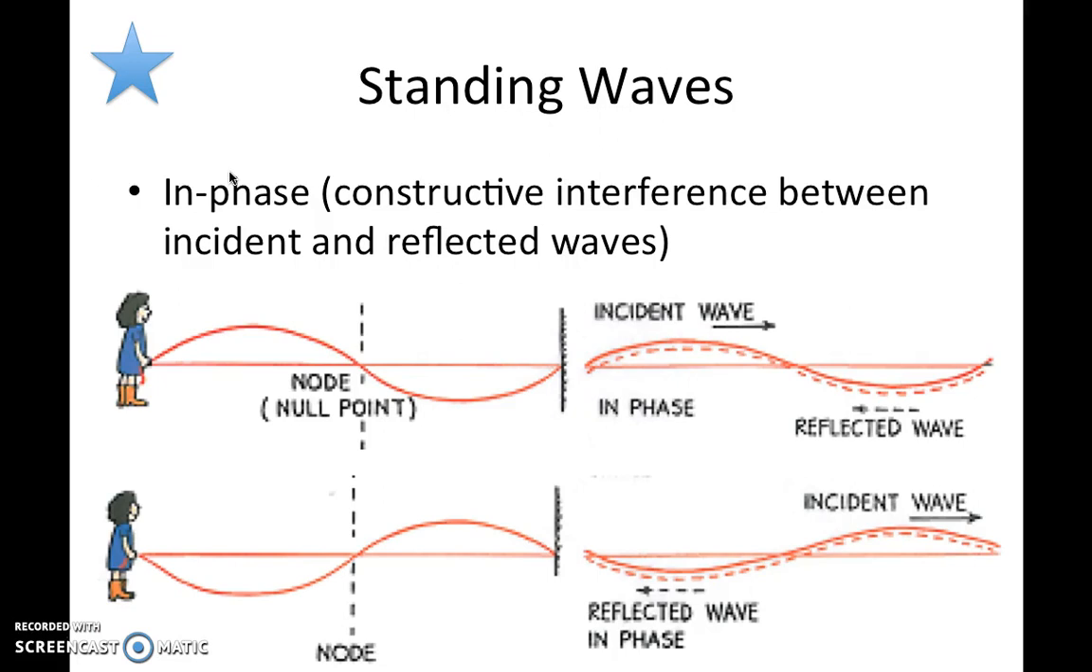Now, like we saw, waves can either be in phase or out of phase. So if a standing wave is in phase, that means that the incident wave and the reflected waves are constructively interfering at certain points, and so we end up essentially just seeing this. We can see clearly the antinodes moving up and down.